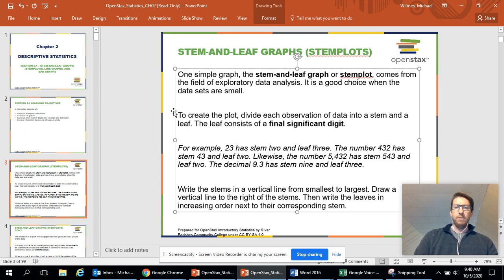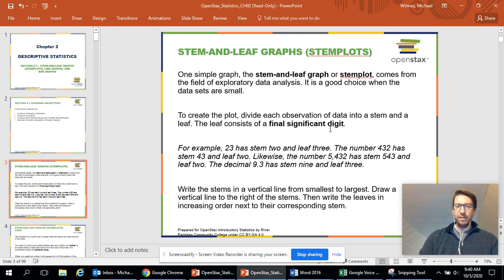To create this, we're going to be taking a look at the digits and splitting the digits up based on which digits are important. So here, if we look at data such as 23, it has stem 2 and leaf 3. 432 would have stem 43 and leaf 2, and 5432 would have stem 543 and then leaf 2. So we take the singular digit on the end and we put it to the outside.